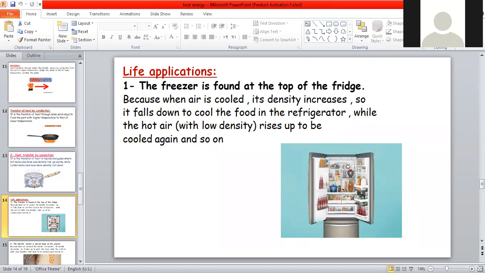Because when the air is cold, its density increases, so it falls down to cool the food in the refrigerator. The hot air has low density, so it rises up to be cold again, and becomes cold air. Then it has more density, so it falls down to cool the food. And so on and so on. So the freezer is found at the top.